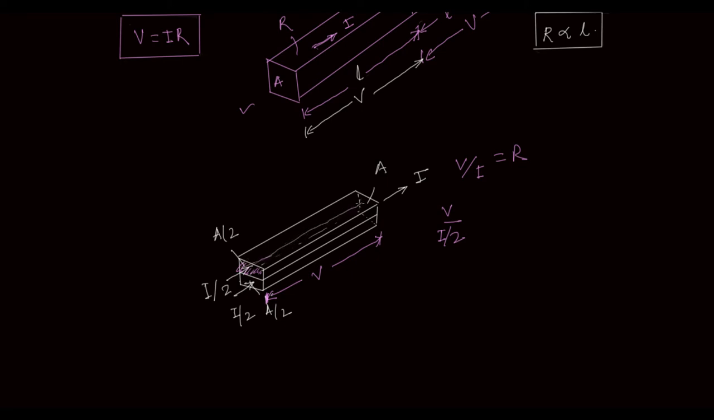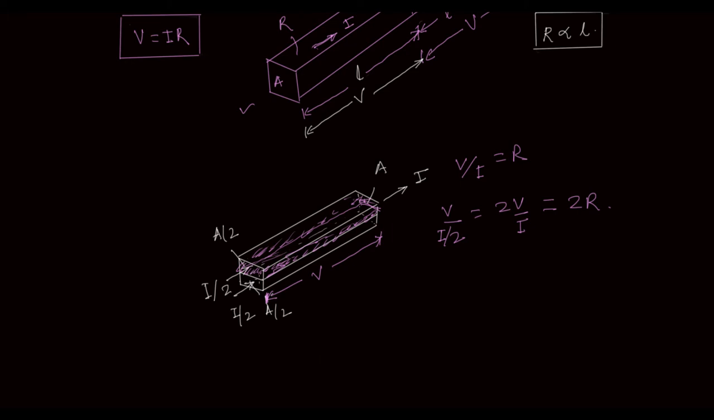In this upper half of the conductor, the current has become I by 2, the voltage remains the same, so it becomes 2 into V upon I, which is equal to 2R.